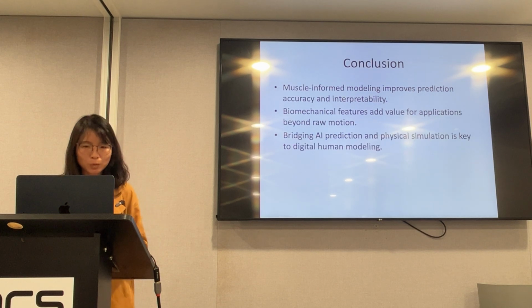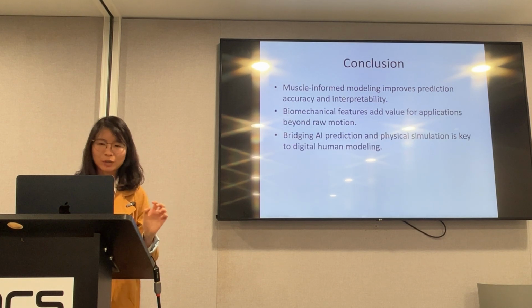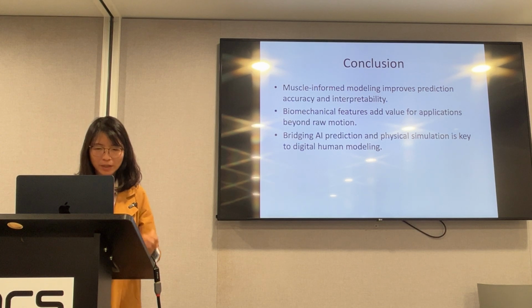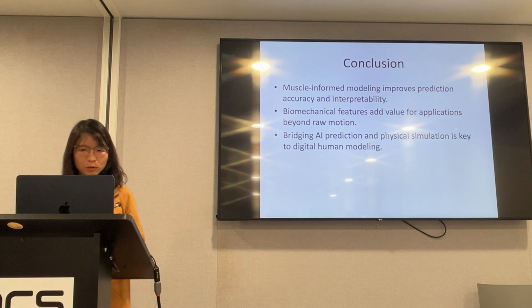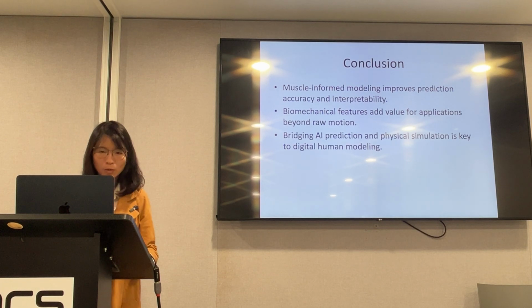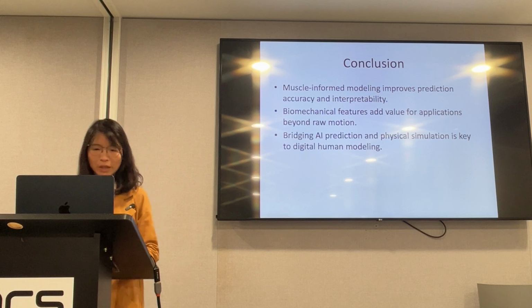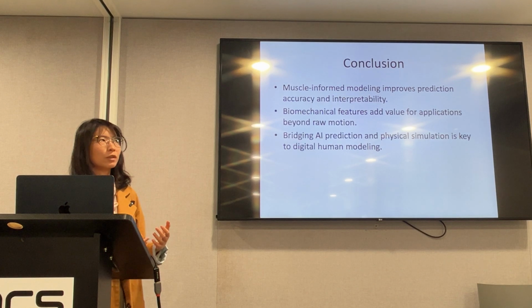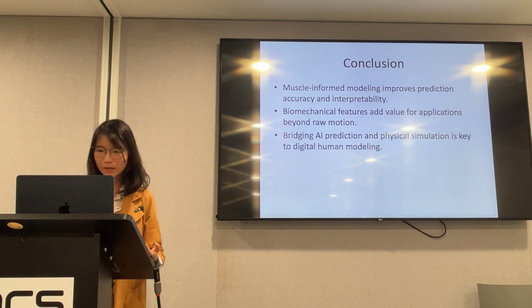In this work, although it is an initial result, we show that the muscle information actually helps on the motion prediction task. This kind of biomechanical feature is valuable for applications beyond the raw motion. Bridging AI prediction and physical simulation is key for digital human modeling.